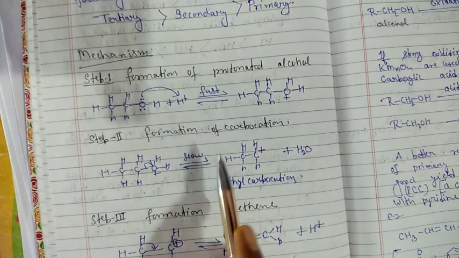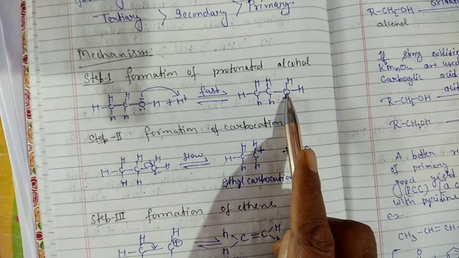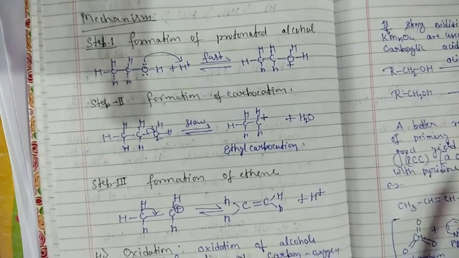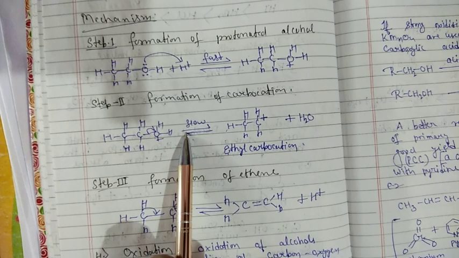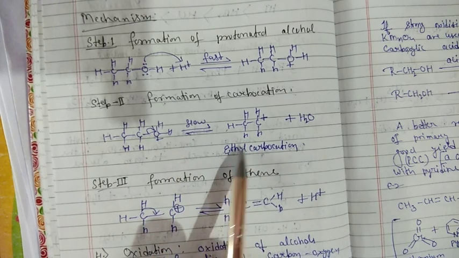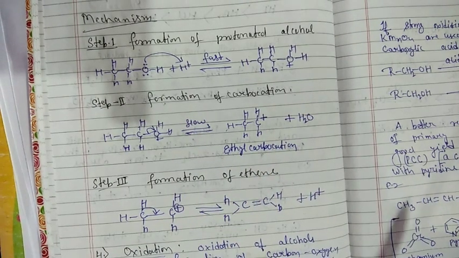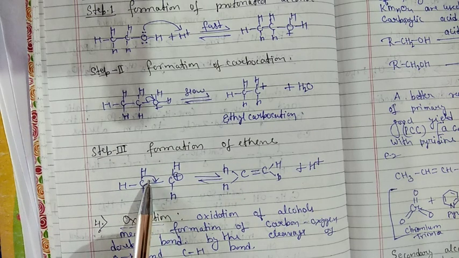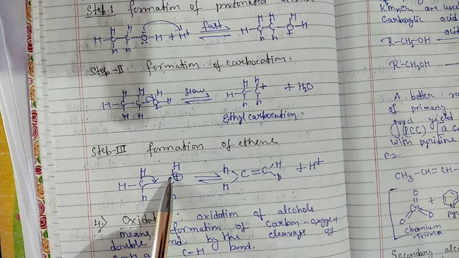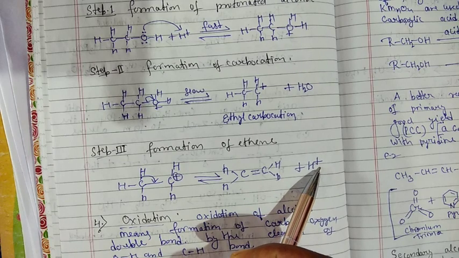Then after some time, formation of carbocation. This OH2 plus group can leave after heating. This is the bond breaking, so the process is slow, and the product formed is the ethyl carbocation plus water. And the next step, formation of ethene. Deprotonation of hydrogen occurs, and this positive charge is finally neutralized to form alkene plus H plus ion.